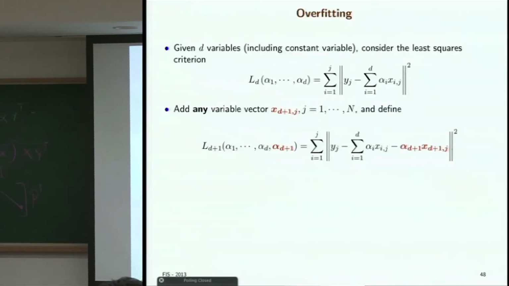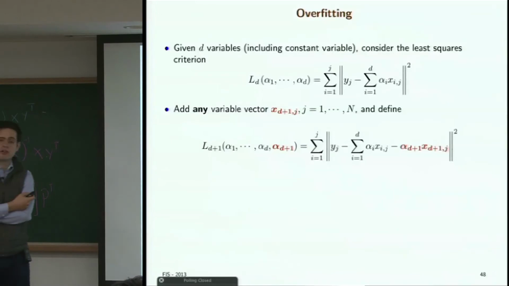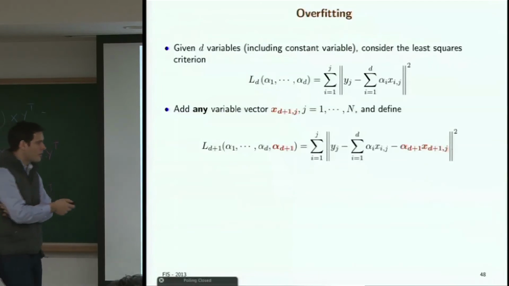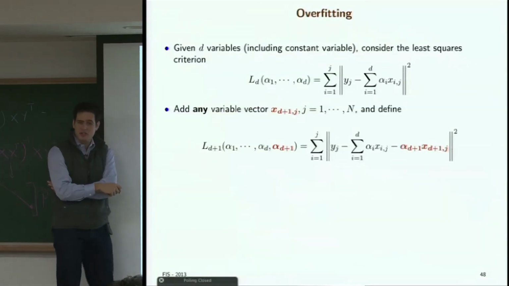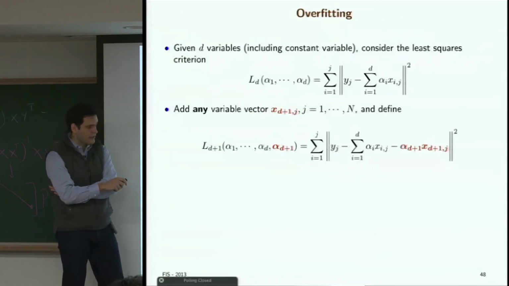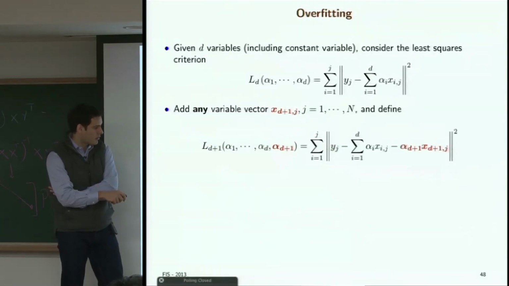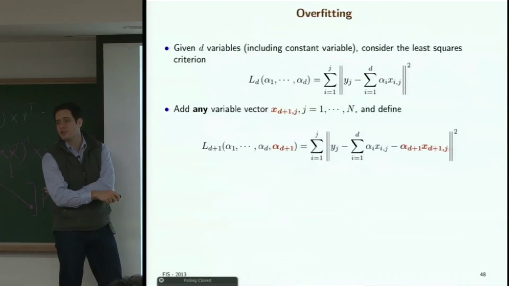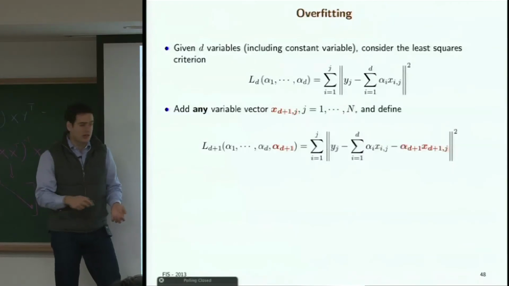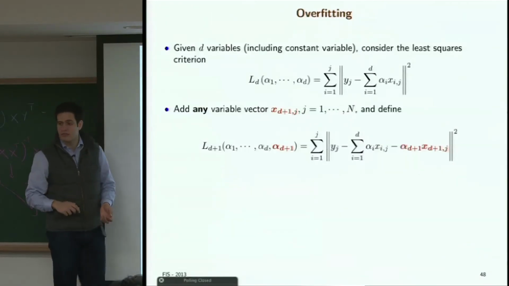Now, suppose that someone gives you a new variable. You're hesitating a bit. Should I include it in my analysis? Well, if you include it in your analysis, then you will consider the same criterion, except that instead of having d variables, you will have d plus one of them. And instead of only optimizing with respect to those d coefficients, you will optimize with respect to all of d coefficients and an additional one, alpha d plus 1. And then this is pretty much the same quantity, except that you are adding yourself the flexibility to use this variable here.